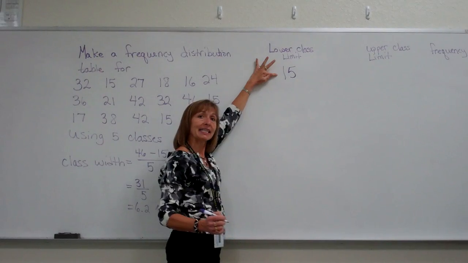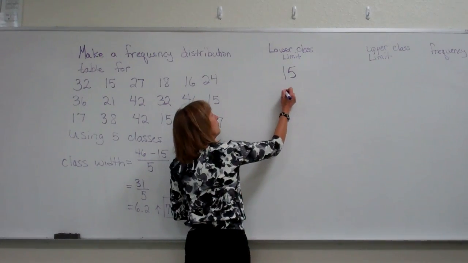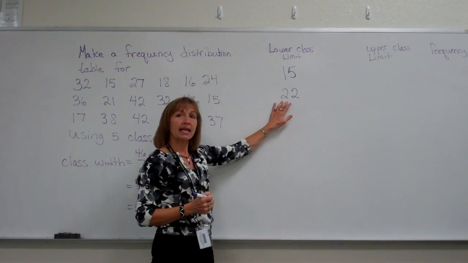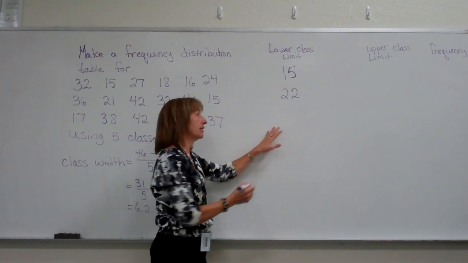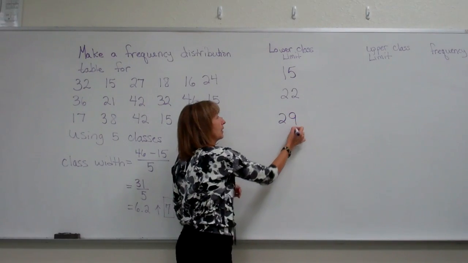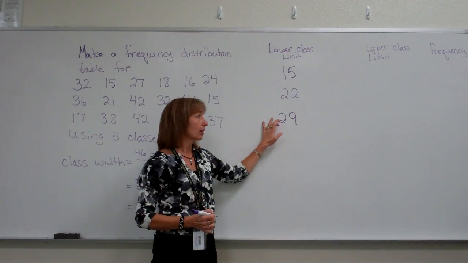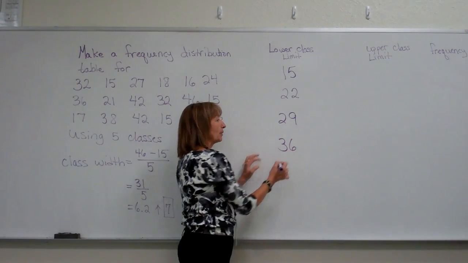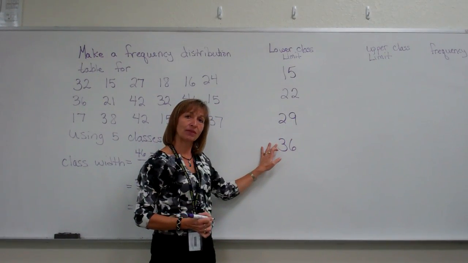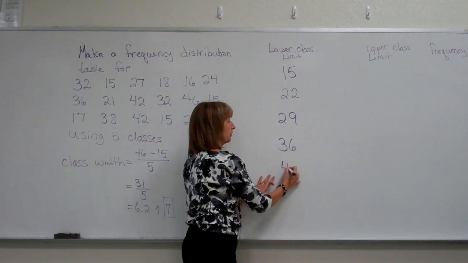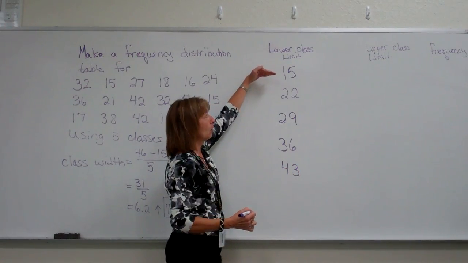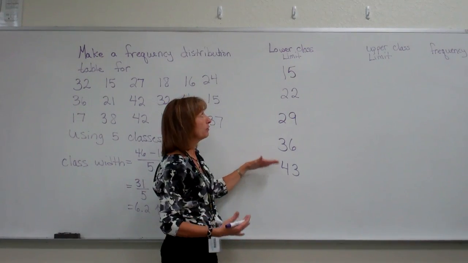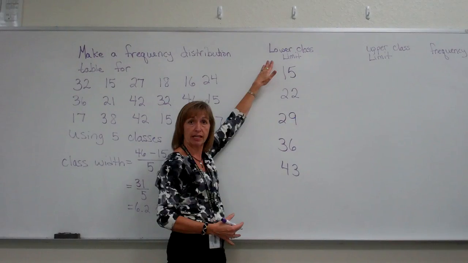When we take our 15 and add our class width of 7, we get 22. When we take our 22 and add our class width of 7, we get 29. When we take 29 and add 7, we get 36. And we take the 36 and add 7, and we have 43. And notice there are now 1, 2, 3, 4, 5 classes that we've just found the lower class limit for.